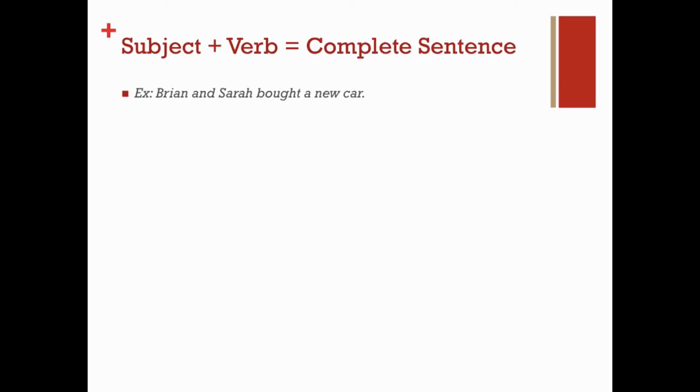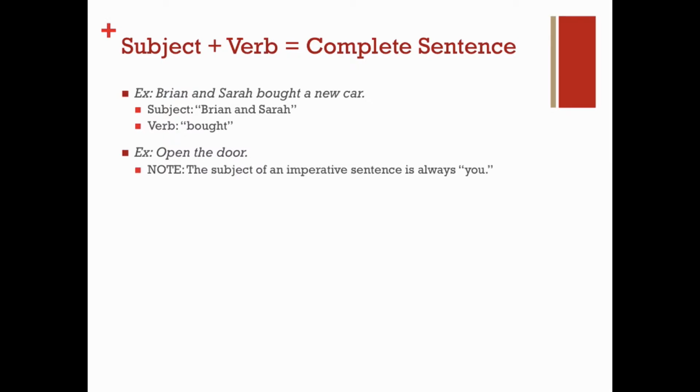So Brian and Sarah bought a new car. This is a declarative sentence, and the subject here is Brian and Sarah, so it's a compound subject because it's more than one person, and what they did is that they bought a new car. Next is open the door, and this is an example of an imperative sentence. This is a sentence that gives a command.